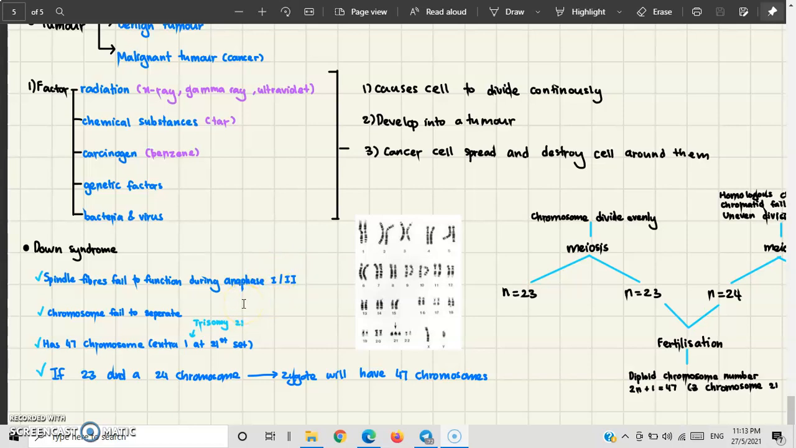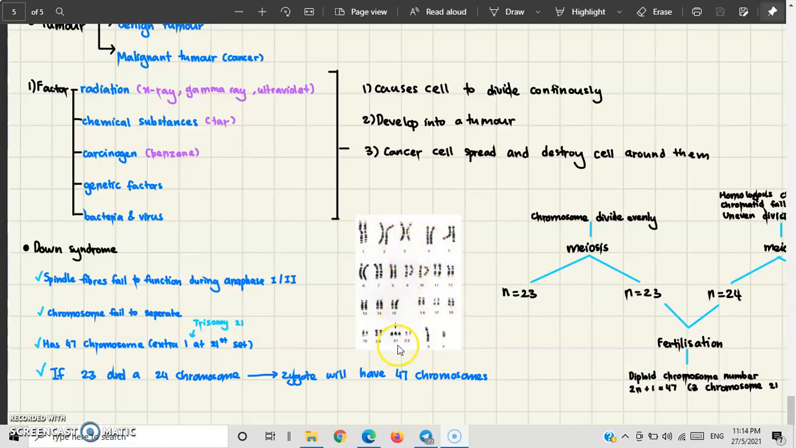And then what happened when the chromosome failed to separate? The daughter cell, the zygote, has 47 chromosomes, whereby it has one extra chromosome. Okay, as you can see here, this is our karyotype in our nucleus. In a normal person there are 23 sets of chromosomes.